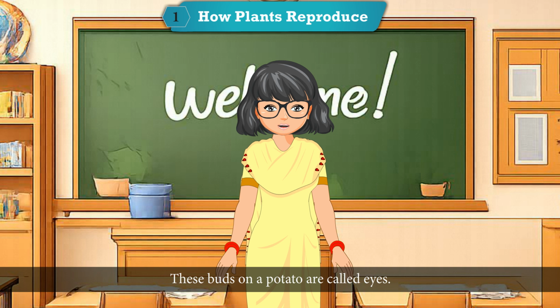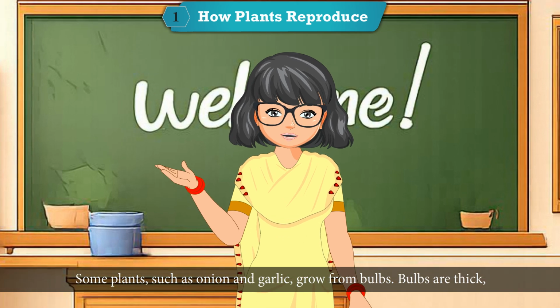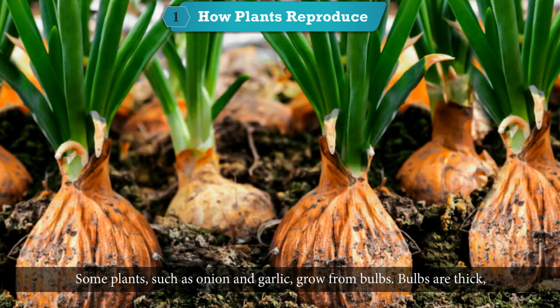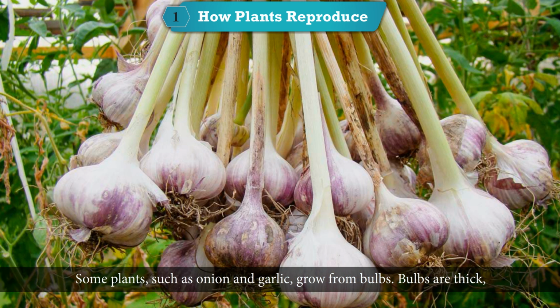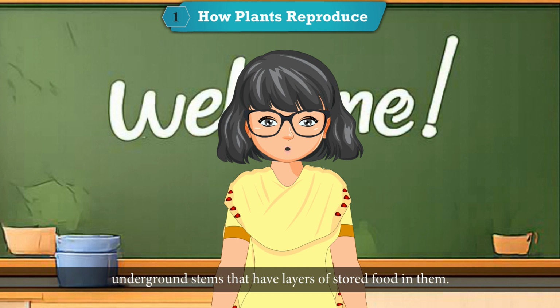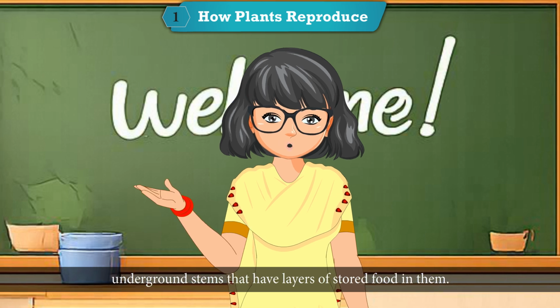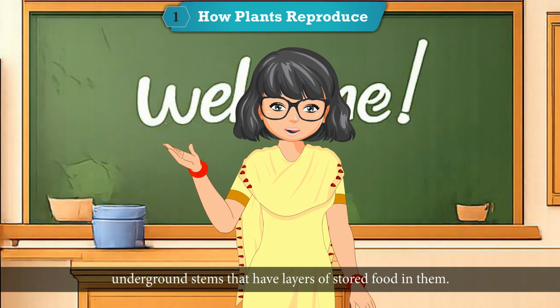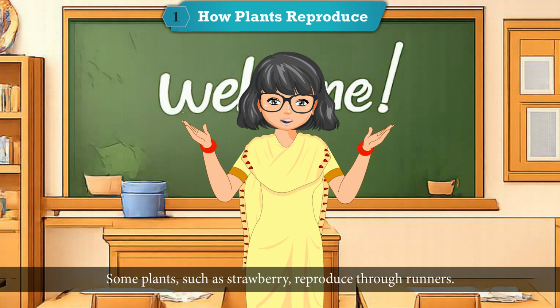These buds on a potato are called eyes. Some plants, such as onion and garlic, grow from bulbs. Bulbs are thick underground stems that have layers of stored food in them.